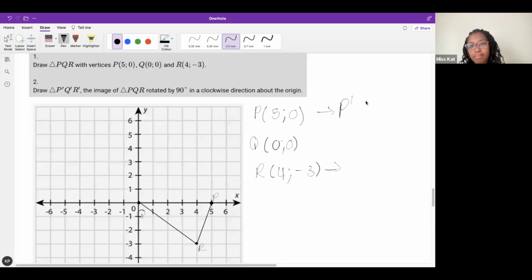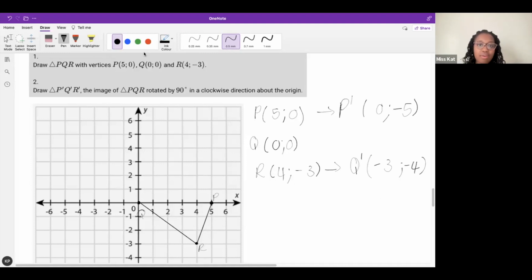So P prime, we're going to swap them. 0 and 5. Q is not going to change no matter what we do. And then R prime, -3 and 4. Now we are rotating clockwise, so I want to know which one gets the negative. Ma'am, X gets the negative. So in this case, for P prime, which one gets the negative? -5. Nice. And then for R, which one gets the negative? 4. Here we go. So there are our new points.